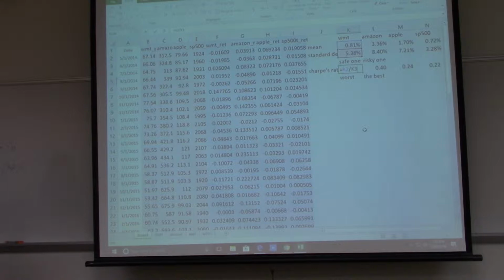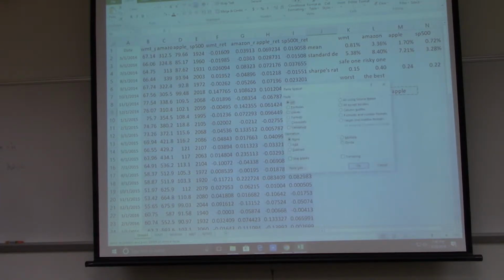It's called CORREL. You can find the CORREL from formulas. I don't know if you can find it under financial or not. But anyhow, the command is CORREL. Let's create a correlation matrix. So we have Walmart, Amazon, and Apple. Okay, so here we can paste special for transpose.